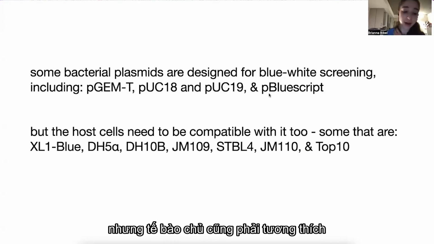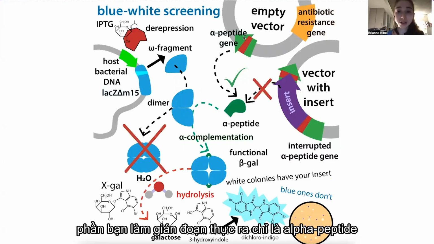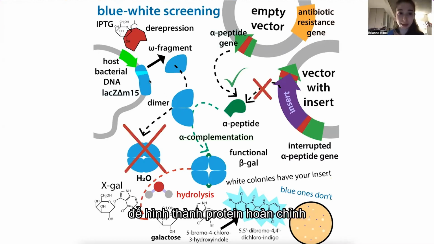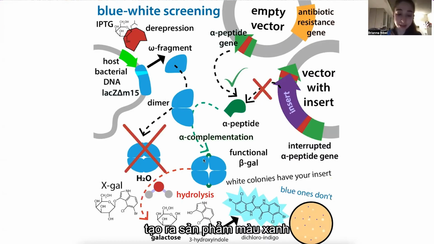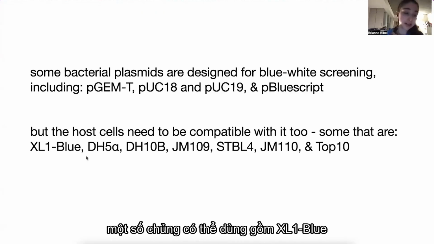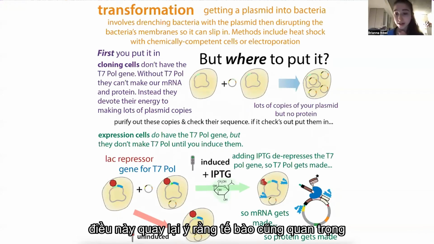But the host cells have to be compatible too, because they have to make the rest of the protein that's needed. The part that you're disrupting is really just this alpha peptide, which is just a small part that's going to complement the protein that the bacterial strain makes, in order to make the full protein that can then make the blue product. And so the host cells need to be compatible too. Some of these are XL1-Blue, DH5 alpha, DH10B, JM109, STBL4, JM110, and TOP10. This is back to the idea that the cells matter and not just the plasmid.